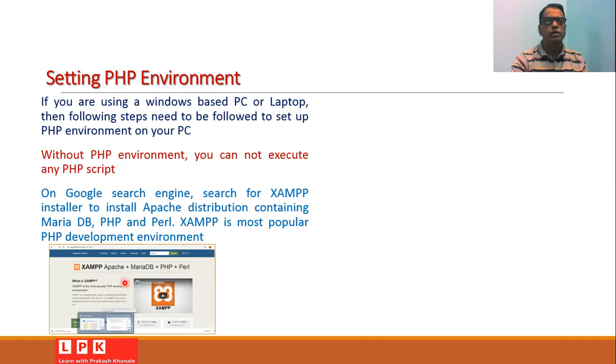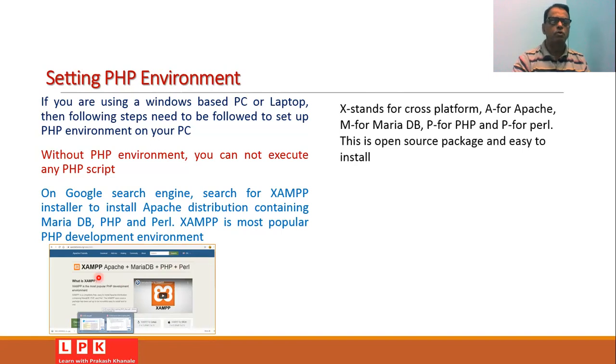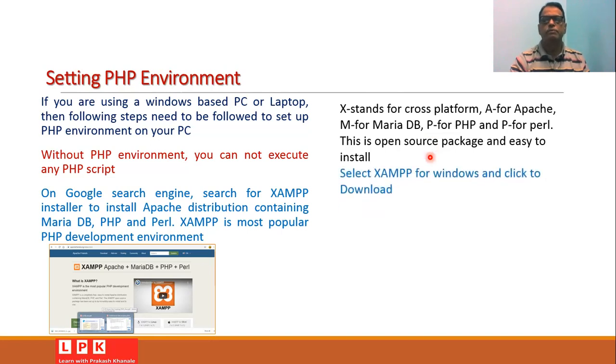When you Google it, you will find that such a screen appears, where you will see the link for this XAMPP environment, which can be downloaded from this link. In the word XAMPP, X stands for cross-platform, A stands for Apache, M stands for MariaDB, P stands for PHP, and P stands for Perl. This is an open source package, and it can be easily installed.